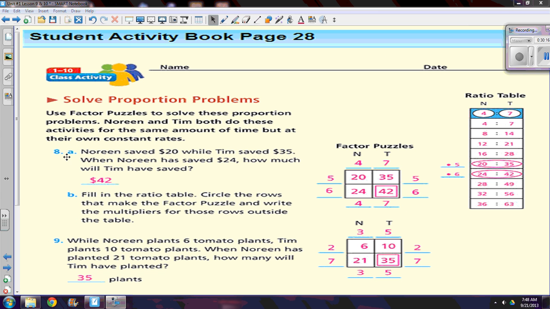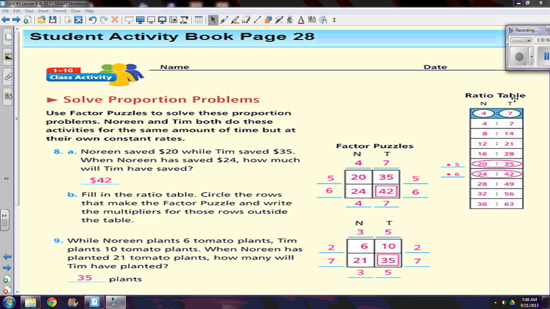All right, let's take a look. 8a, 5 times 4 is 20. 5 times 7 is 35. Make sure you bring it across. 6 times 4 is 24. Bring it across. So 6 times 7 is 42. So there's your answer. So they boxed it in.